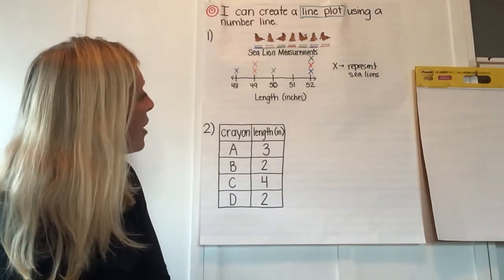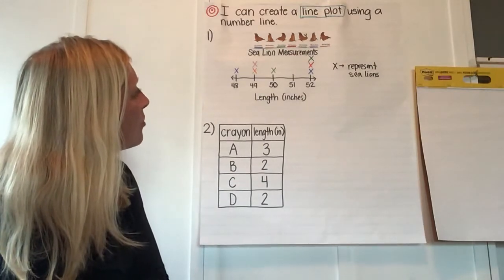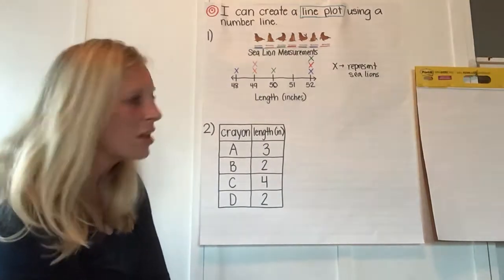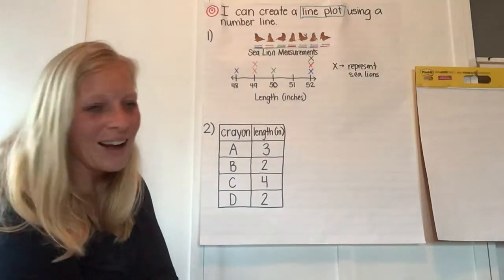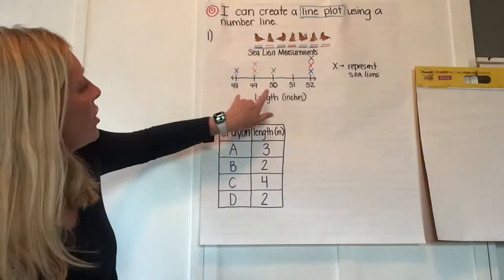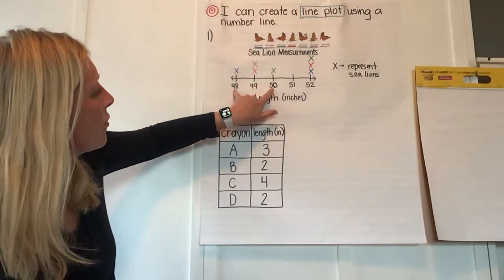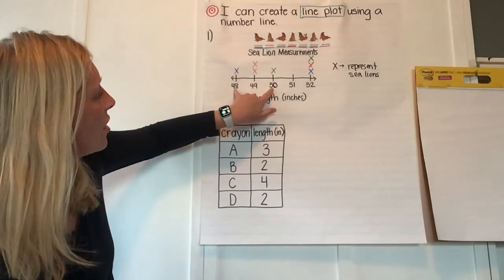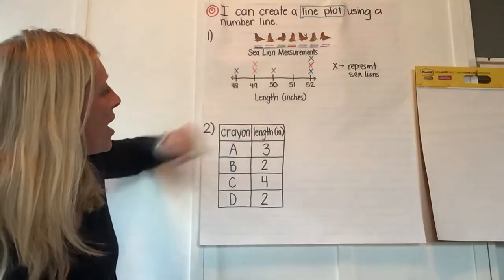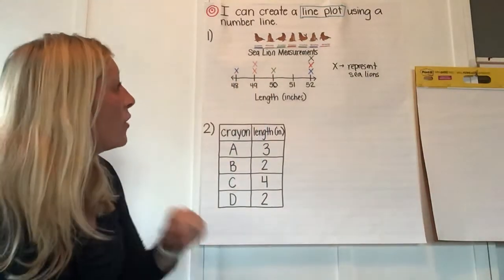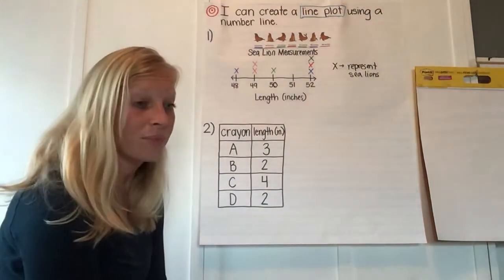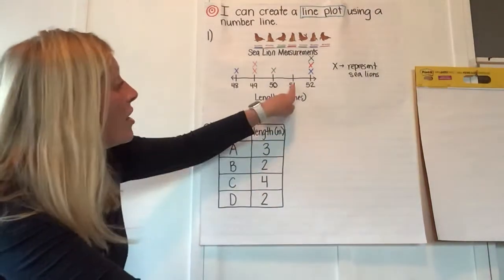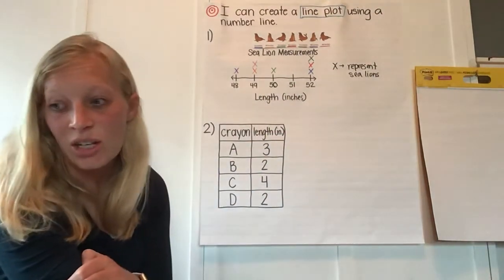What else do I notice about this information using this line plot? What else can you tell me about looking at this data? Only 2 were 48 or 50 inches long. So I only had one X that was 48 and one that was 50. They were all by themselves, weren't they? None of them were 51 inches long.